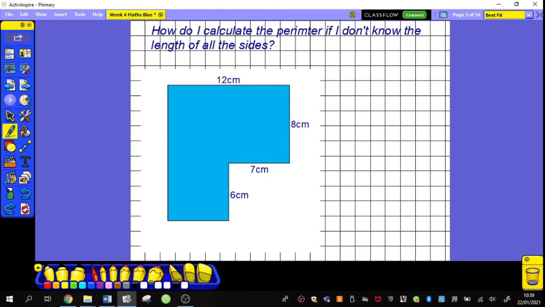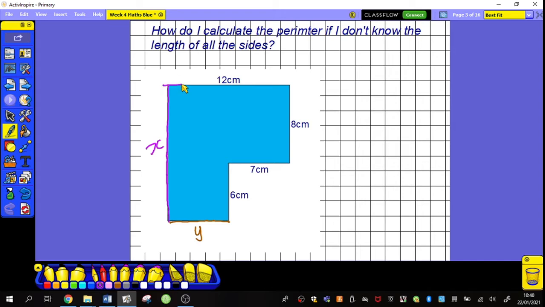I can see that I have a missing side here. There we go, a missing side there, which I'm going to label the X side. And I have a missing side at the bottom here, Y. When I found X and Y, I can then do exactly the same and I can add up all my sides to find the perimeter. So let's have a look at finding X first of all.